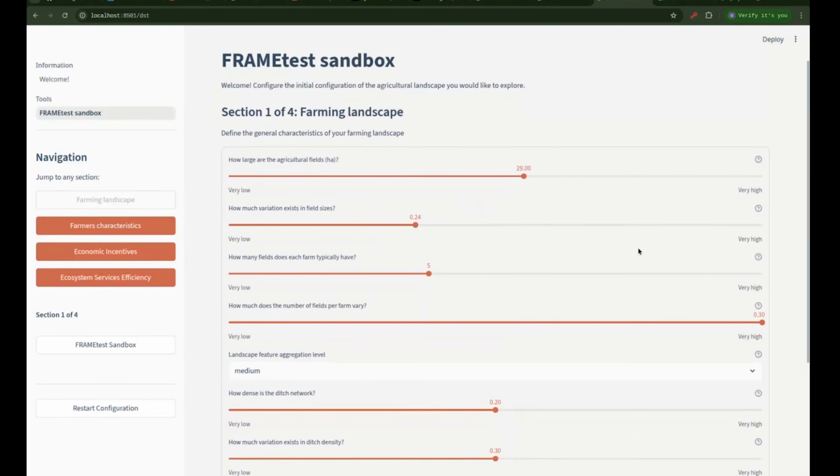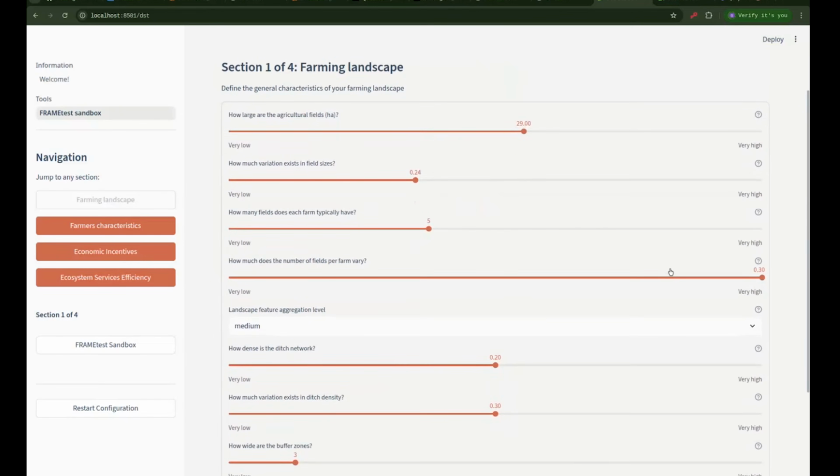In some cases, it's not so easy to understand what we are asking, like landscape feature aggregation. For that, we also provide a help button that can give the user some idea of what this precise question is asking. The logic here is to convert the general knowledge that a user may have about the system into a quantitative range of values or a quantitative number that can be entered in the model.